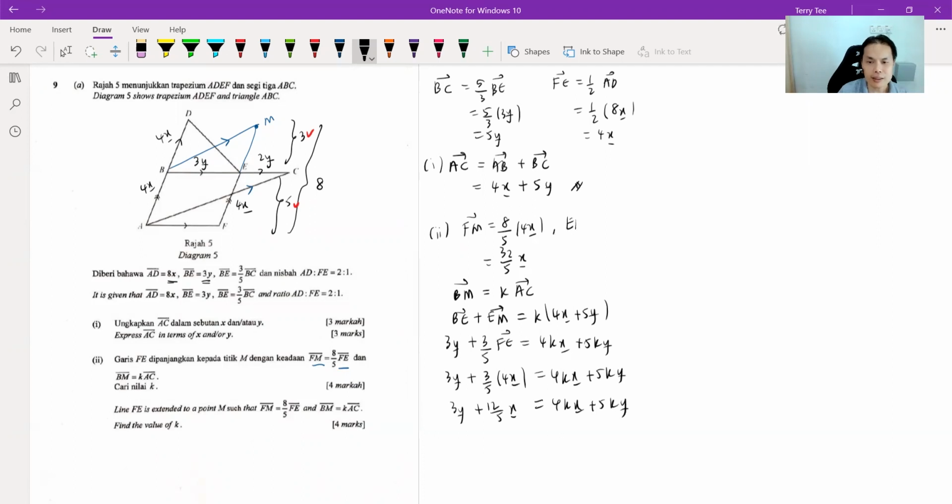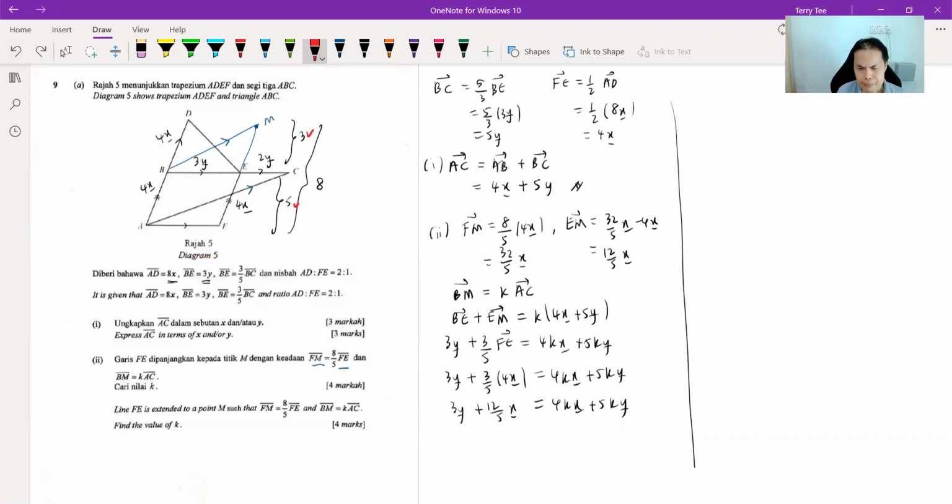Now, alternately, if you know FM, you can actually find EM. Another way is you can find EM by taking 32 over 5x minus 4x. So it's pretty easy as well. This is also 12 over 5x. You can do it that way. If you don't want to do this step by step, since this one has a lot of steps involved, you can use this and subtract first, and then you sub in later. Okay. All right. So I've got this already.